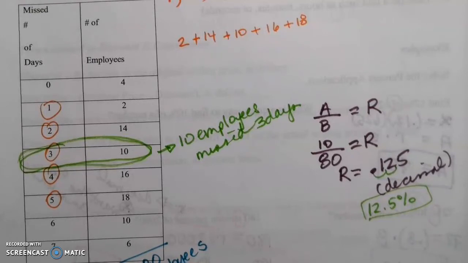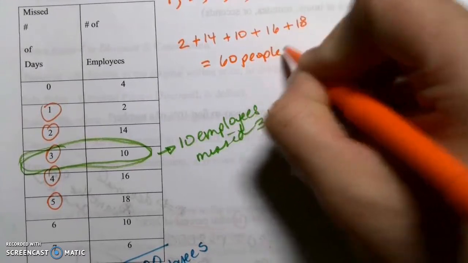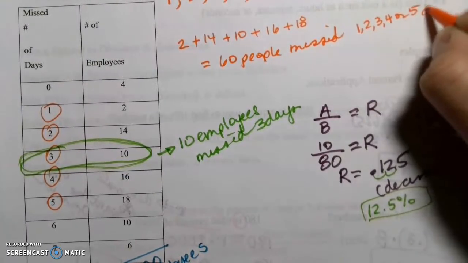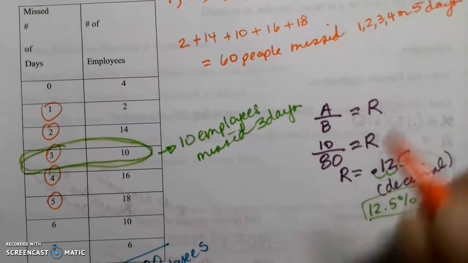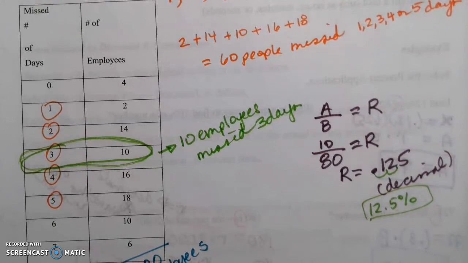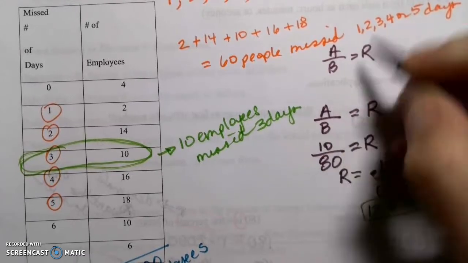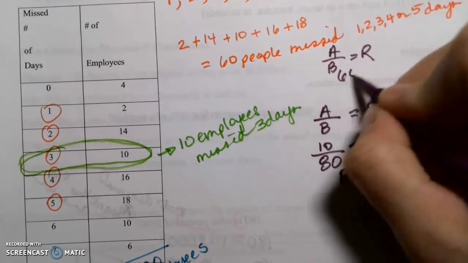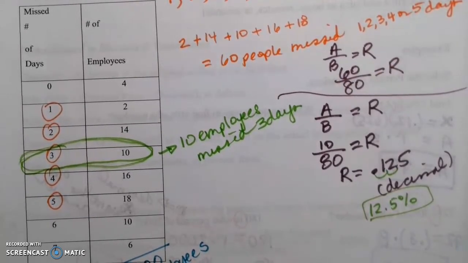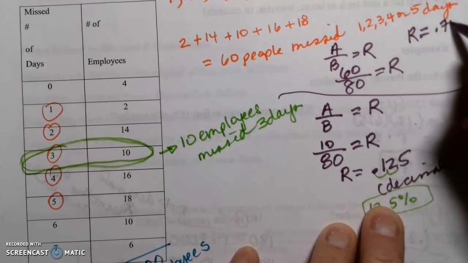Plus 10, plus 16, plus 18. And that is going to give me 60 people who missed 1, 2, 3, 4, or 5 days in that year. But we want it as a percent. So that's when we need to look at this format again, and we will use our amount over base equals the rate. So the amount of people that missed is 60 people over the total of 80 people in the company. And so 60 divided by 80 is going to give us a rate of 0.75.